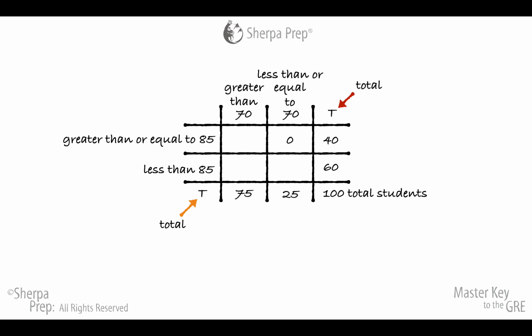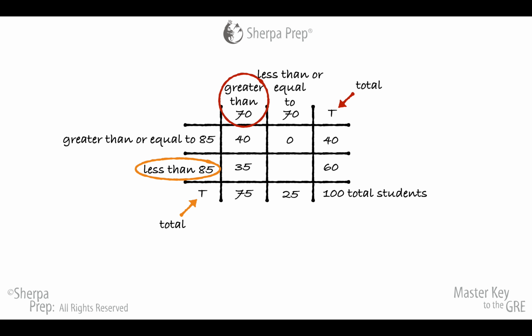And if that's the case, remember again, our rows add to their total, and our columns add to their total as well. In other words, something plus 0 is 40. That something is 40. And 40 plus something is 75. That something is 35. Now, what does that 35 represent? That's the number of students who got a score less than 85, but greater than 70.